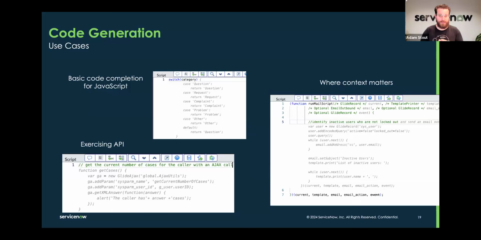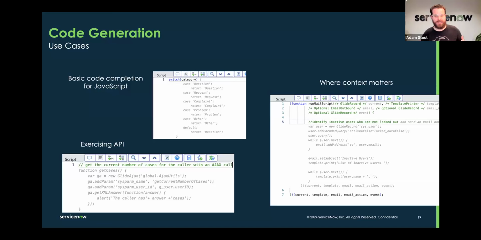Again, this is not trained on your instance's data. So if you've written custom APIs, custom script includes, it will not pick those up, but I'll show you, you can put in placeholders. If you know the name of it, it will follow the right syntax. And then the other note was context matters. So this has been trained on our data. This is not a vanilla code generator.